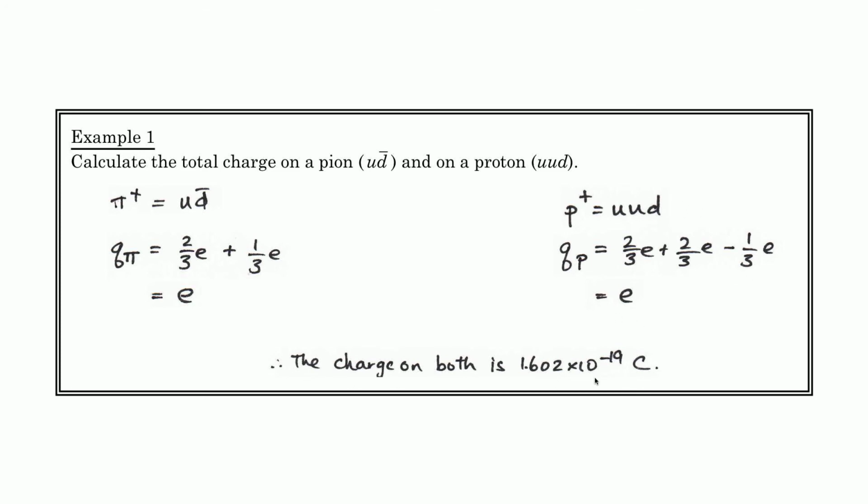So the charge on both is just the electronic charge, which is 1.602 times 10 to the negative 19 coulombs. And this is about as in-depth as we're going to get. There's a ton more reading that you can do, and a ton more enrichment that, if we have time in class this semester, we'll take a look at.